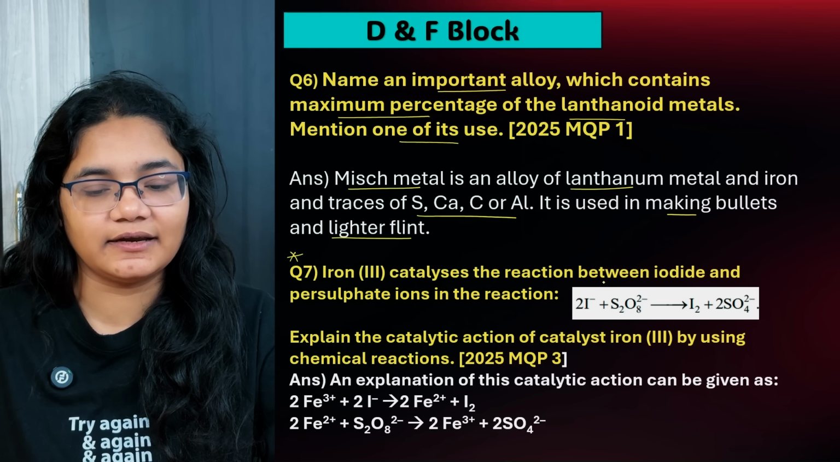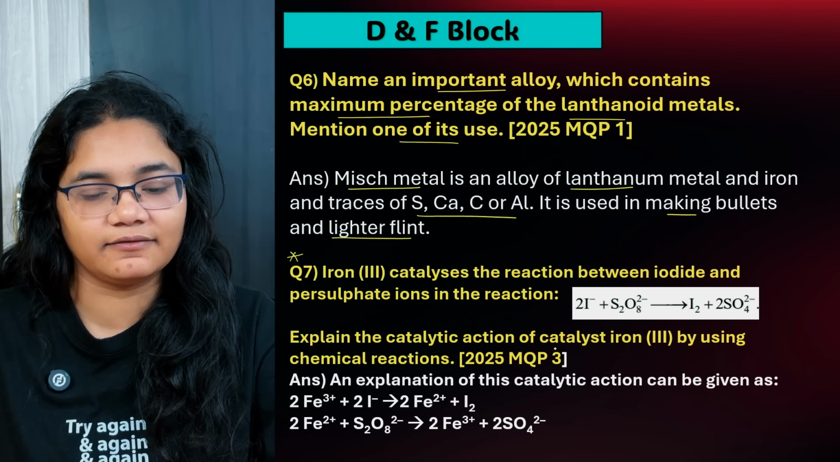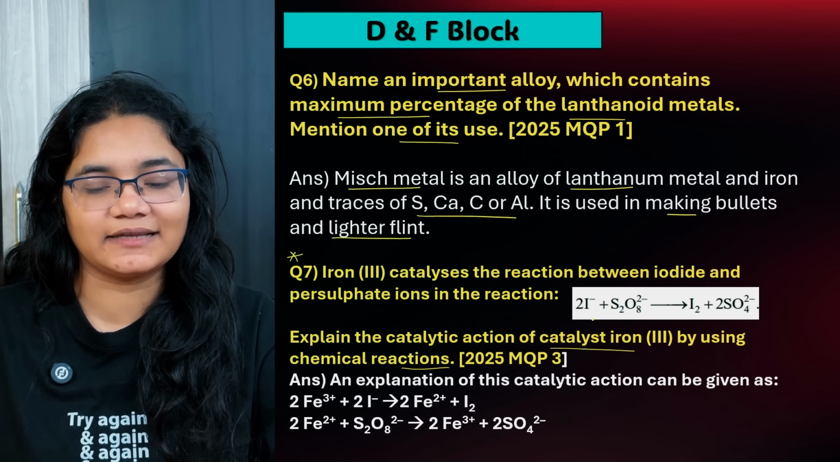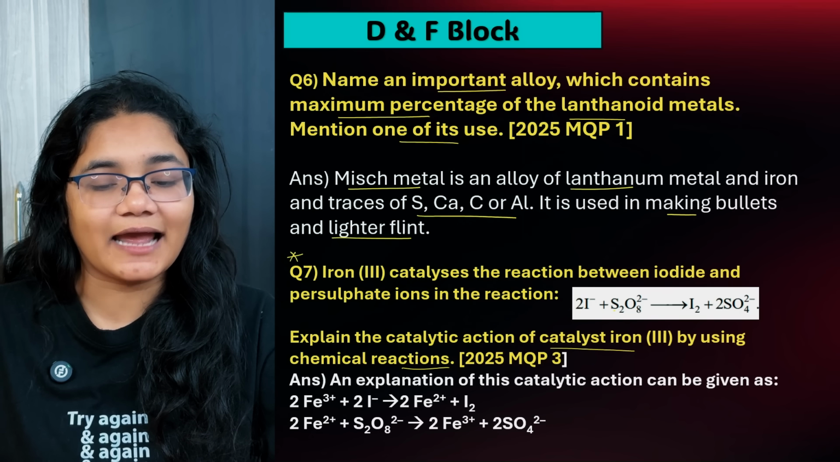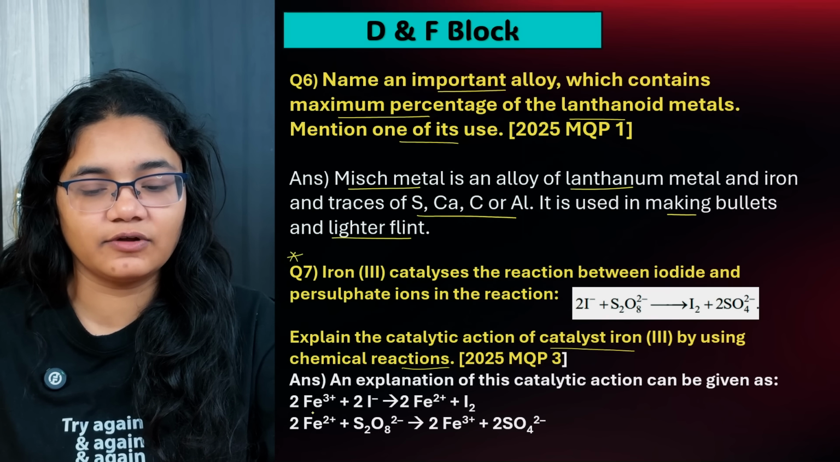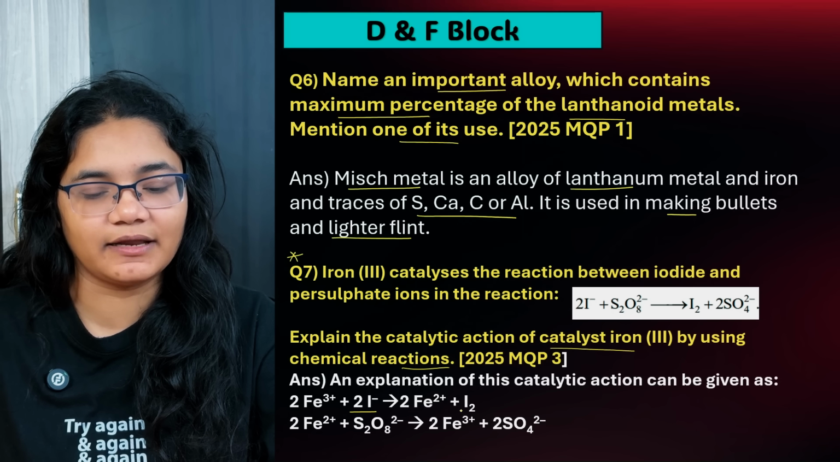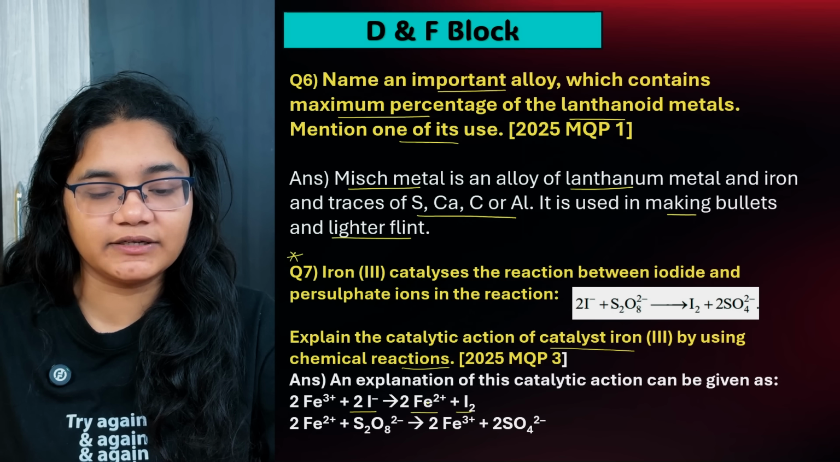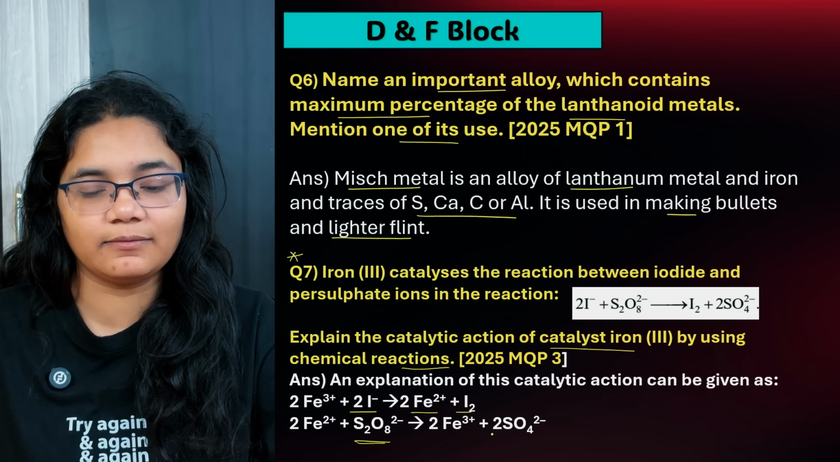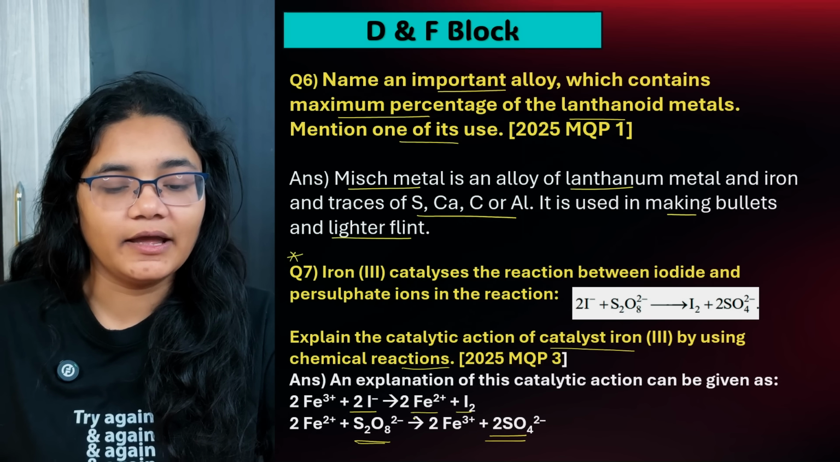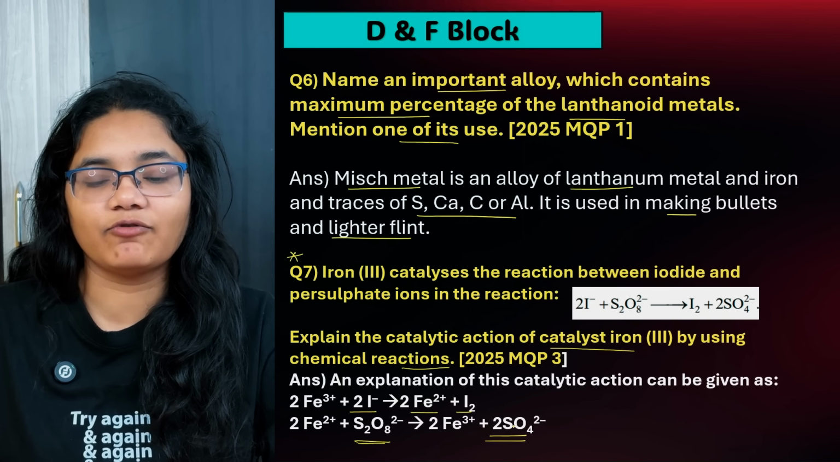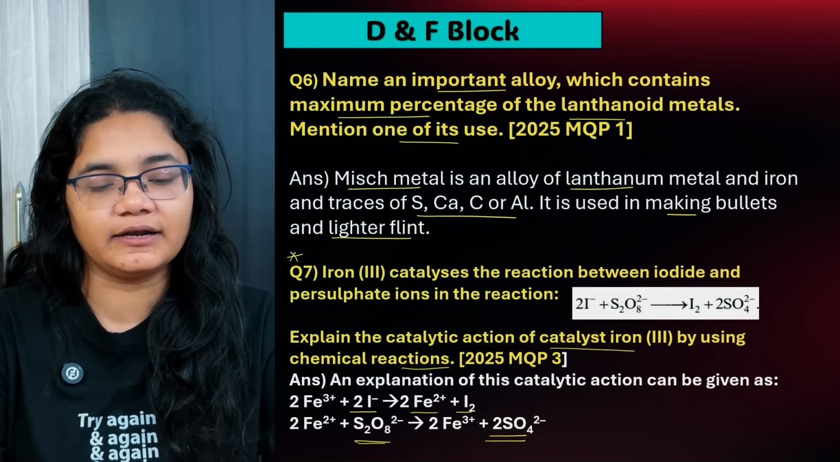Iron 3 catalyzes the reaction between iodide and persulfate ions in the reaction. Explain the catalytic activity of the catalyst iron by using the chemical reactions. Okay, so how does iron exactly catalyze this reaction, that you have to tell. So first of all, the Fe3+ oxidizes I- to I2 and produces Fe2+. Okay, now what does this Fe2+ do? It reacts with this S2O8 2- and reduces it to SO4 2-. So that is how it catalyzes.